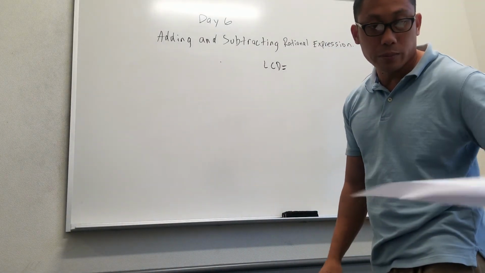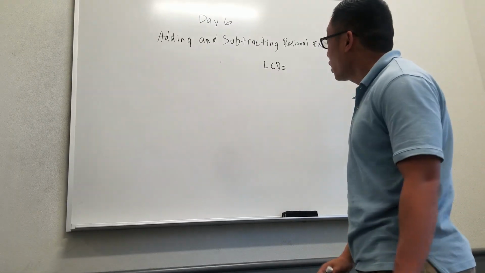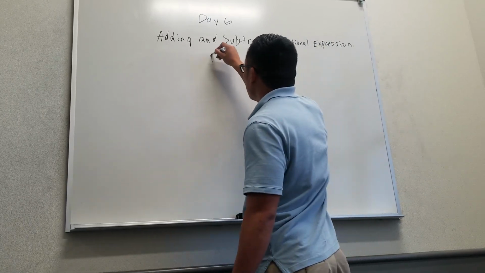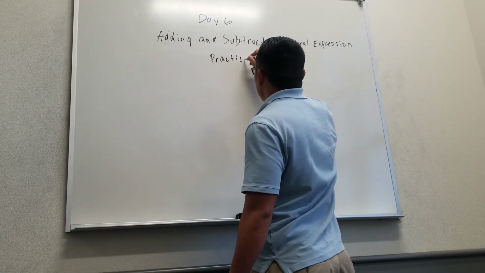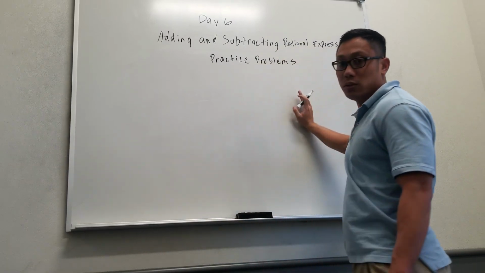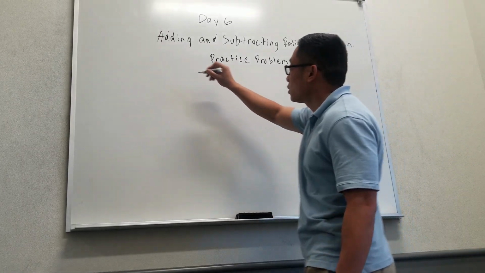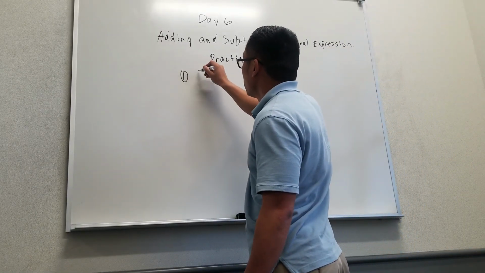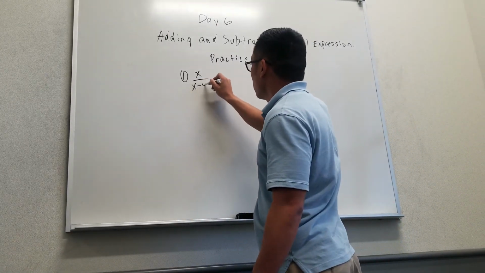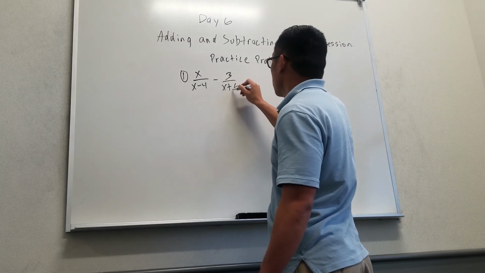So now we have practice problems. Okay, so we have practice problems. So if you didn't get it, just go back to the video. If you get it, it's kind of like a pre-test. If you get one question incorrect, just go back to the video or figure out what you did wrong. Over x minus 4 minus 3 over x plus 6.